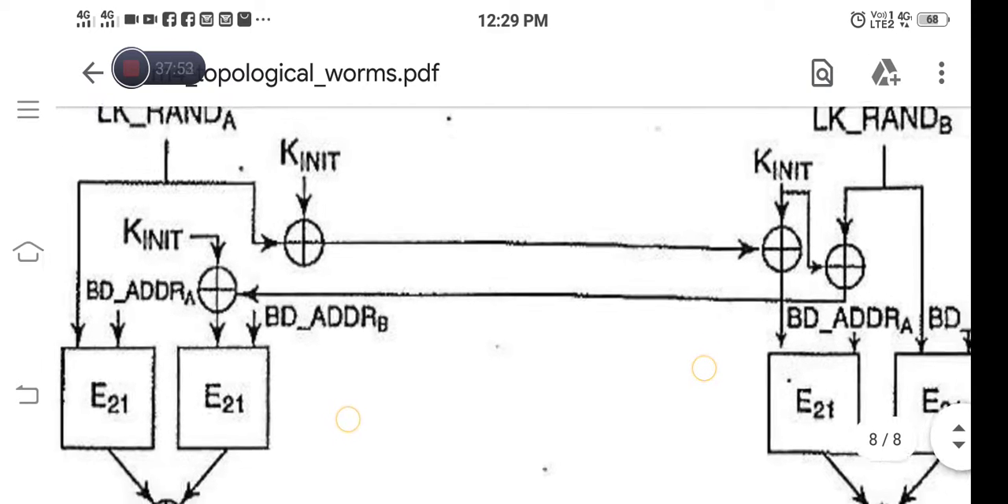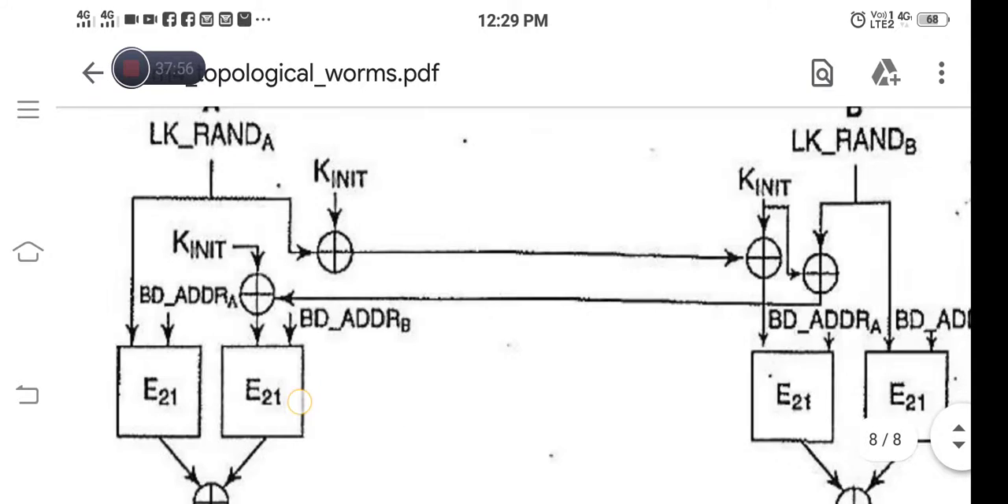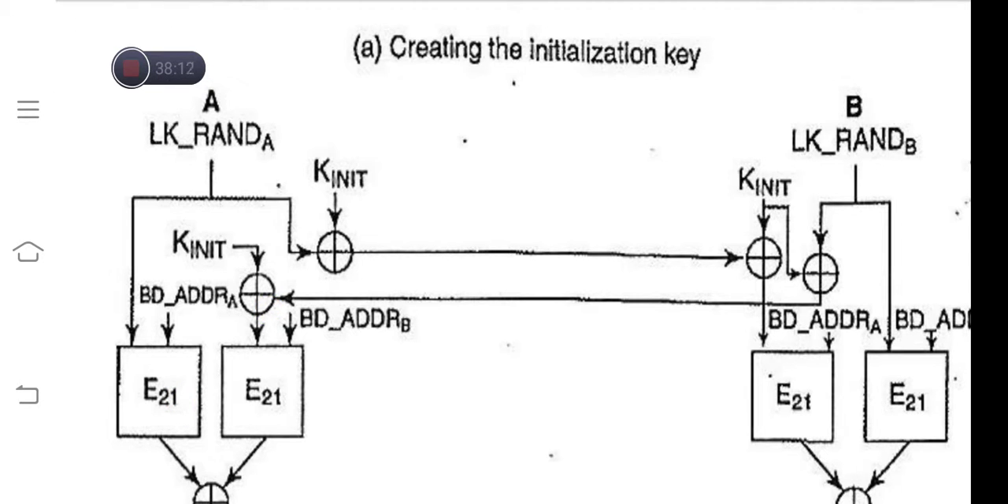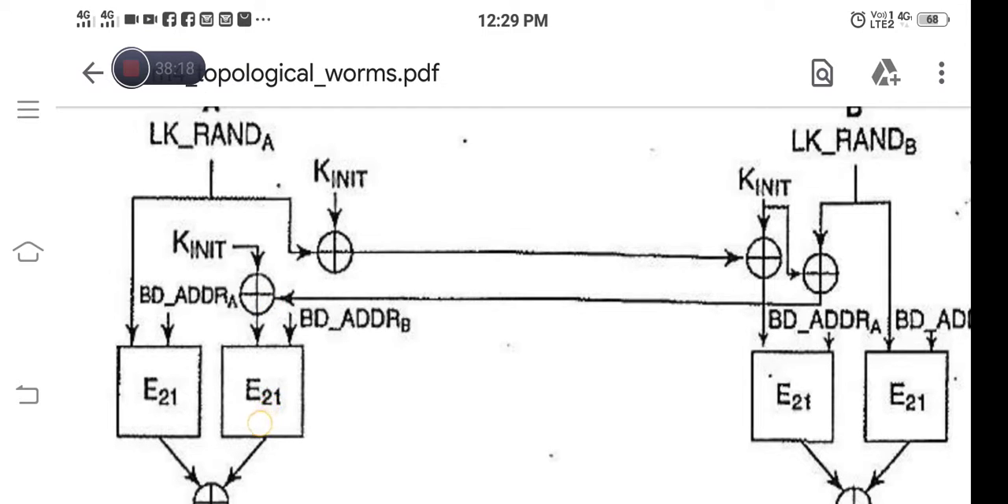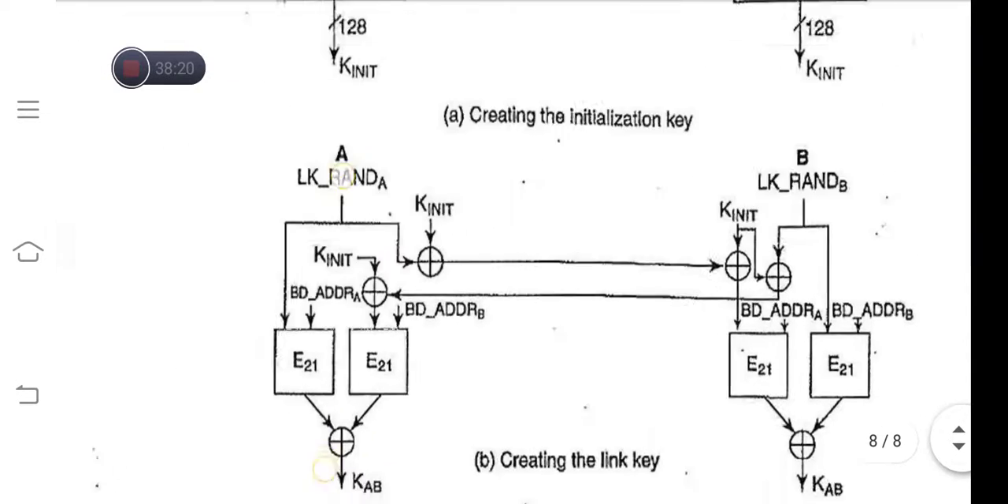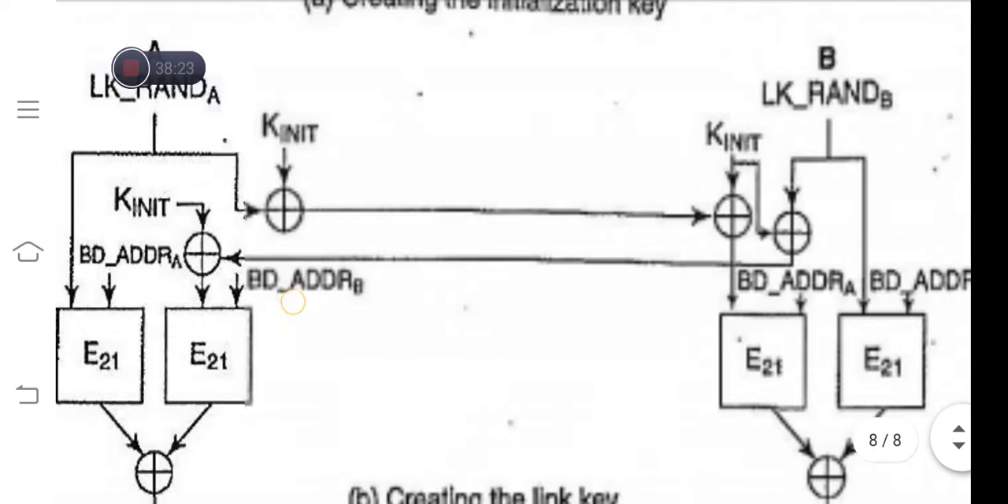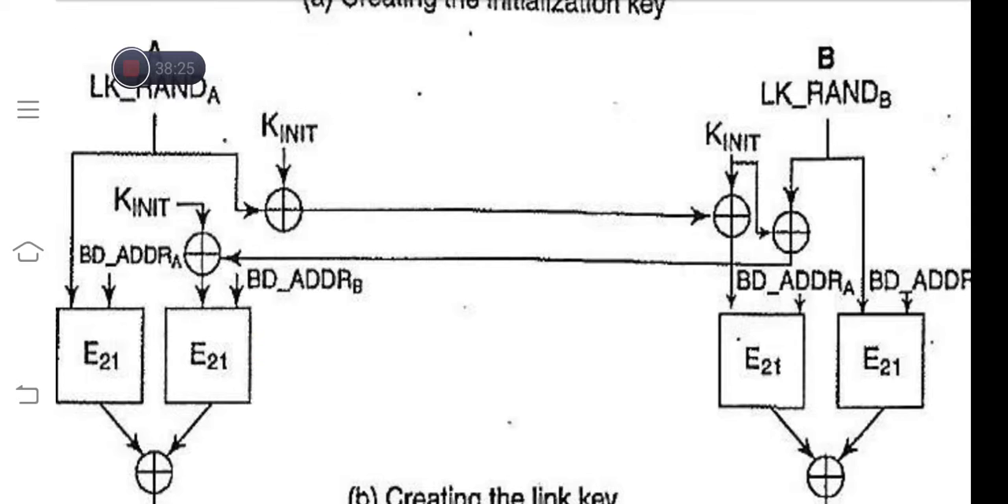For the encryption algorithm E21, again we have three parameters as input at the A side: the Bluetooth device address of A, and the output of the XOR operation of the K init and the value sent from the B side as one more input. Then the Bluetooth device address of B is one more input.